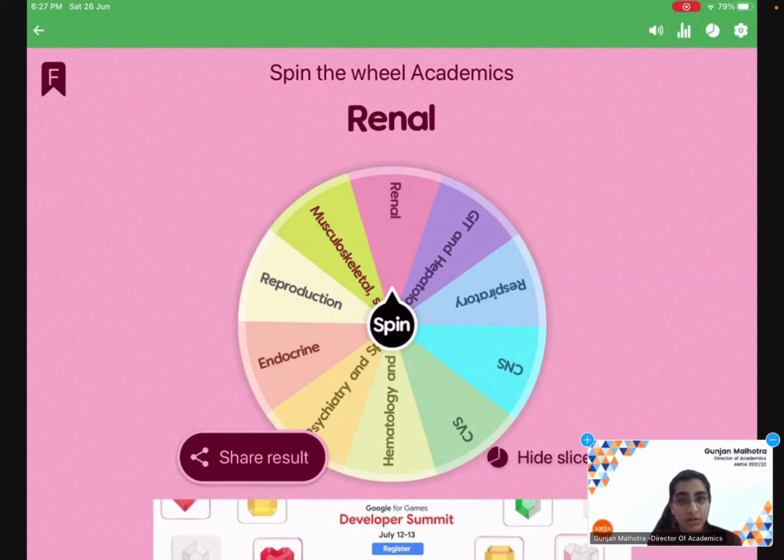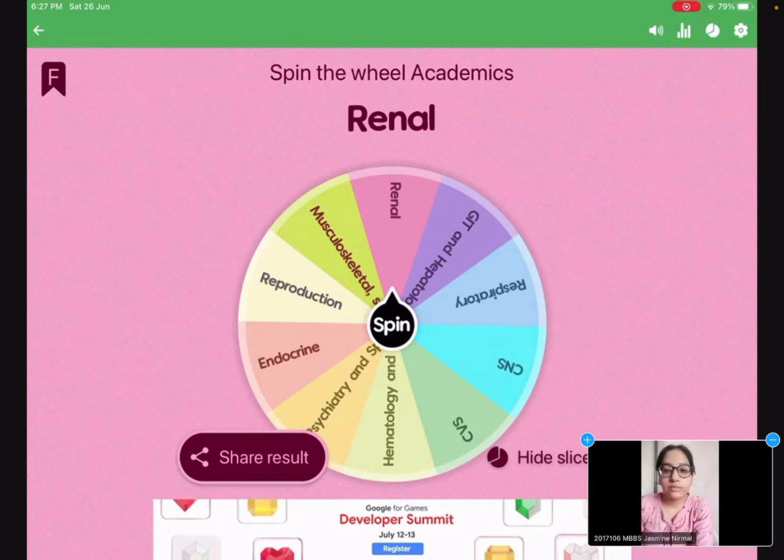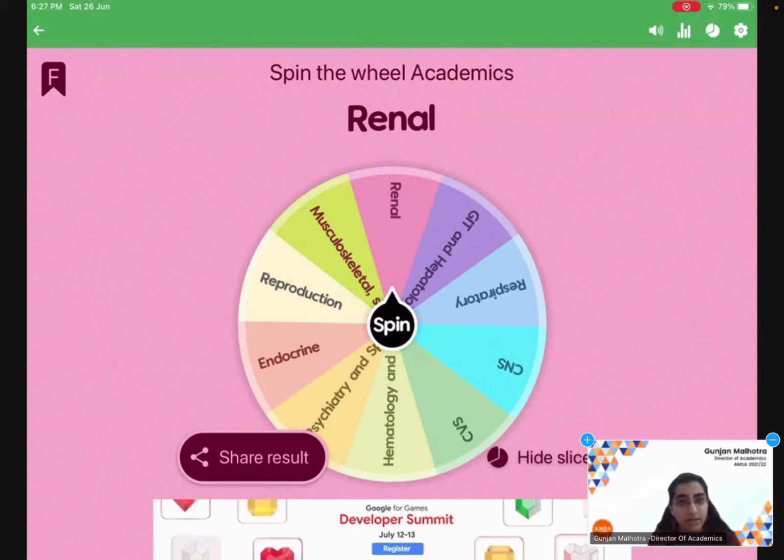Extrarenal manifestations of autosomal dominant polycystic kidney disease are all except mitral valve prolapse, berry aneurysm, pulmonary cyst, colonic diverticulitis, and arachnoid cyst. I repeat the question. Extrarenal manifestations of autosomal dominant polycystic kidney disease are all except mitral valve prolapse, berry aneurysm, pulmonary cyst, colonic diverticulitis, and arachnoid cyst.